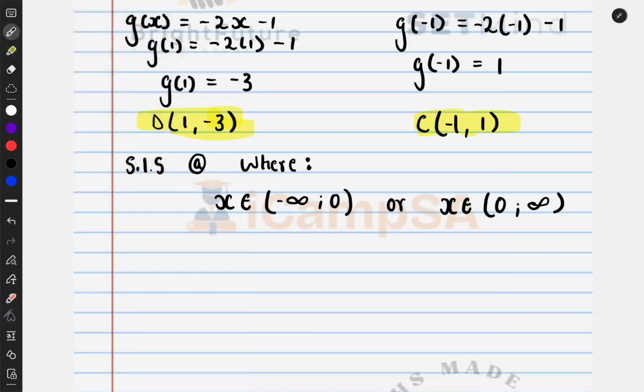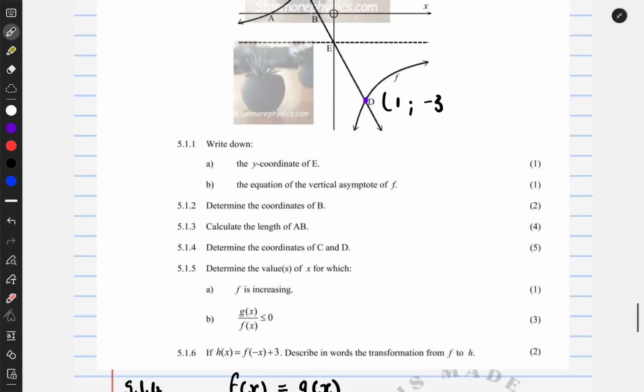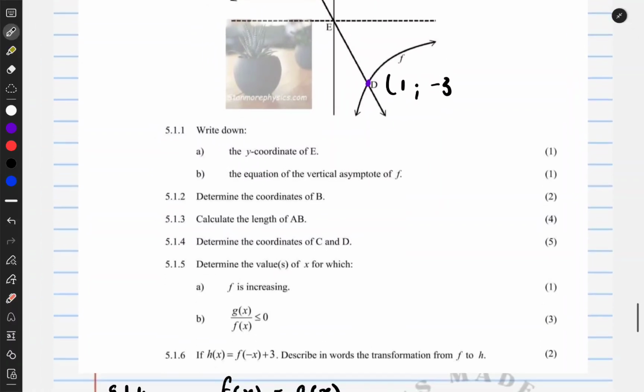And then next, for b, we are asked to determine the values of x for which the division between the two functions is less than or equal to 0. Okay, so in other words, the ratio of this has to be negative in order to be less than 0. Start by dealing with that.